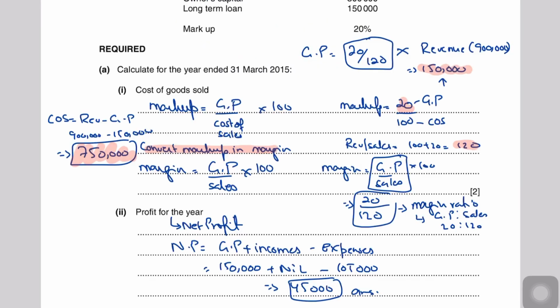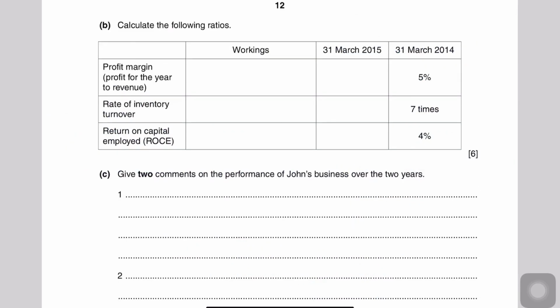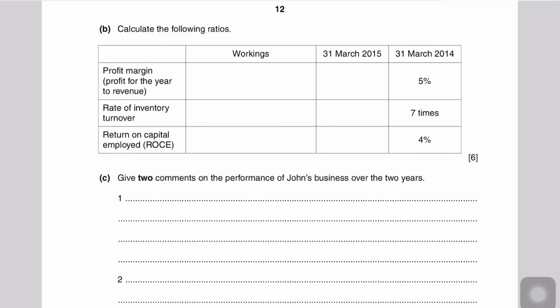So in this video, we learned how to convert the markup to margin and also how we calculate the cost of sales if they have given the revenue and instead of margin they have given the markup. In my next video, I will be solving part B of the question, which says to calculate the profit margins, the rate of inventory turnover and the capital employed, and also I will tell you how we comment on the performances of the business. So keep watching and see you next time.